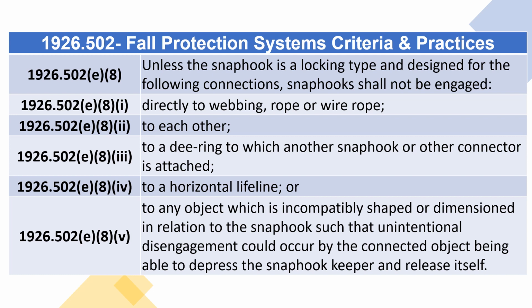1926.502(e)(8) Unless the snaphook is a locking type and designed for the following connections, snaphooks shall not be engaged: 1926.502(e)(8)(i) through (e)(8)(v) directly to webbing, rope or wire rope; to each other; to a D-ring to which another snaphook or other connector is attached; to a horizontal lifeline; or to any object which is incompatibly shaped or dimensioned in relation to the snaphook, such that unintentional disengagement could occur by the connected object being able to depress the snaphook keeper and release itself.